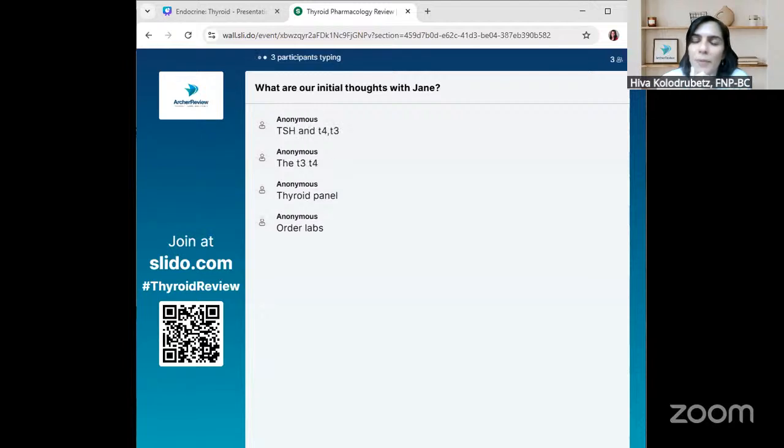Yeah, that thyroid panel includes a TSH and the free T3 and T4. In some clinics, you might have to order it individually just for cost, but absolutely we want to get the TSH, free T3, free T4. And I see someone put in that TPO antibody.